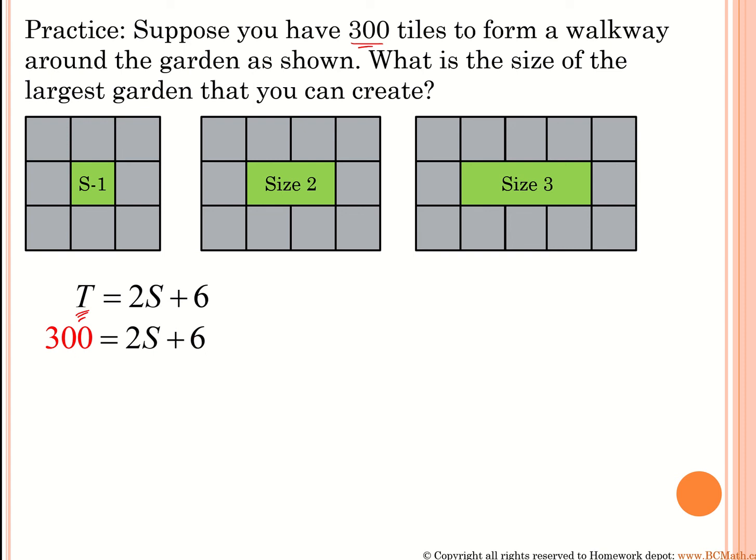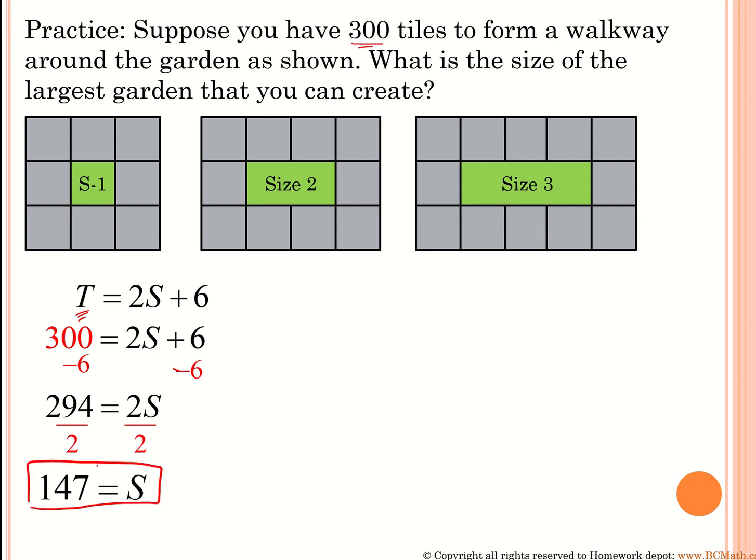I hope you remember how to do this from grade 8, depending who taught you. So if you're looking for S, the first step is you get a minus 6 on both sides. So 300 minus 6 is 294. So 2 times the size is equal to 294. So what I'm going to do now is divide both sides by 2. So that means that S is equal to 147. So the size of your garden is 147.